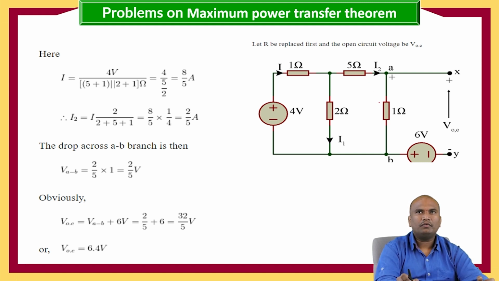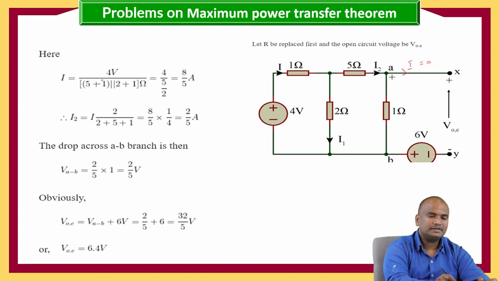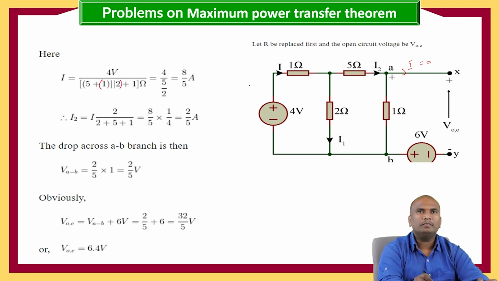Here, 5 ohms and 1 ohm are connected in series, because here no current is flowing. In series, the equivalent resistance is R1 plus R2, 5 plus 1, 6 ohms, which is connected in parallel with 2 ohms. 5 plus 1 is in parallel with 2, and that is in series with the 1 ohm.